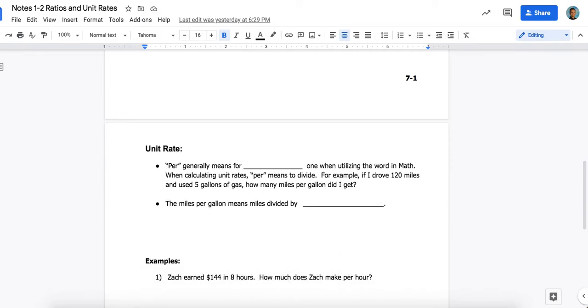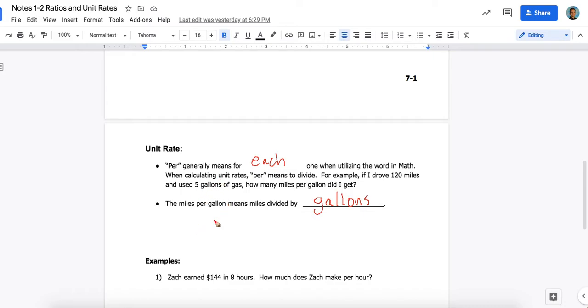So unit rates, when you see the word per, it generally means for each one when utilizing the word in math. So when calculating unit rates, per means to divide. For example, if I drove 120 miles and used 5 gallons of gas, how many miles per gallon did I get? So the miles per gallon means miles divided by what? Good, gallons.